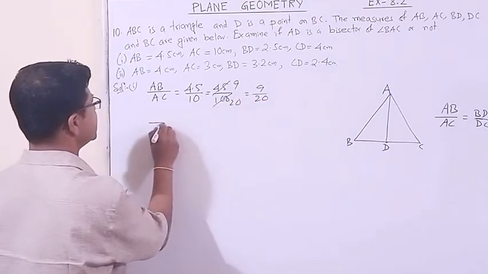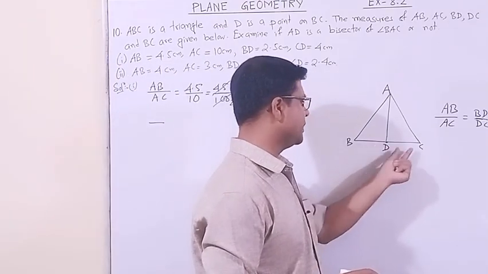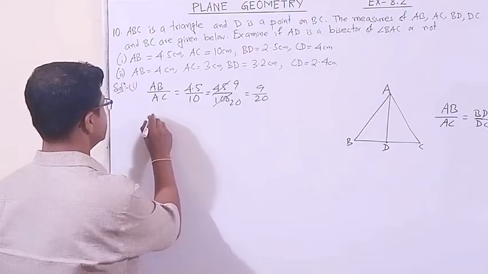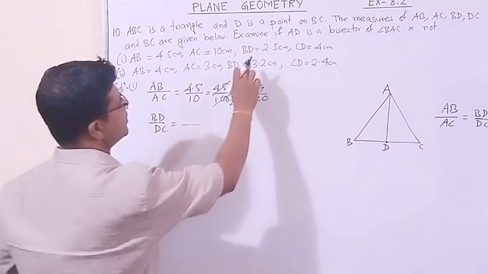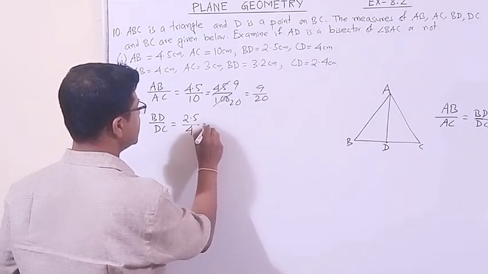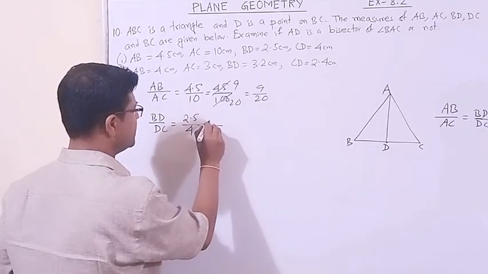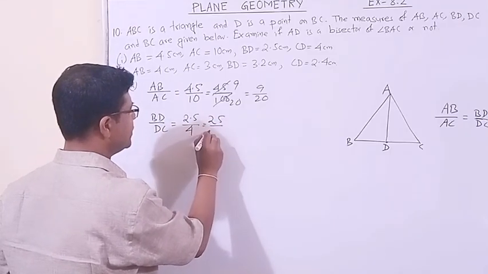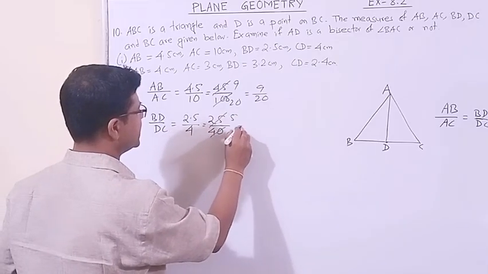And in the second case, we have to take this ratio, BD by DC. What is BD? BD is 2.5 and DC is 4. Let us multiply both numerator and denominator by 10 to remove this decimal. This is 25, 4 into 10 is 40. Let us cancel by 5. 5 5s are 25, 5 8s are 40.